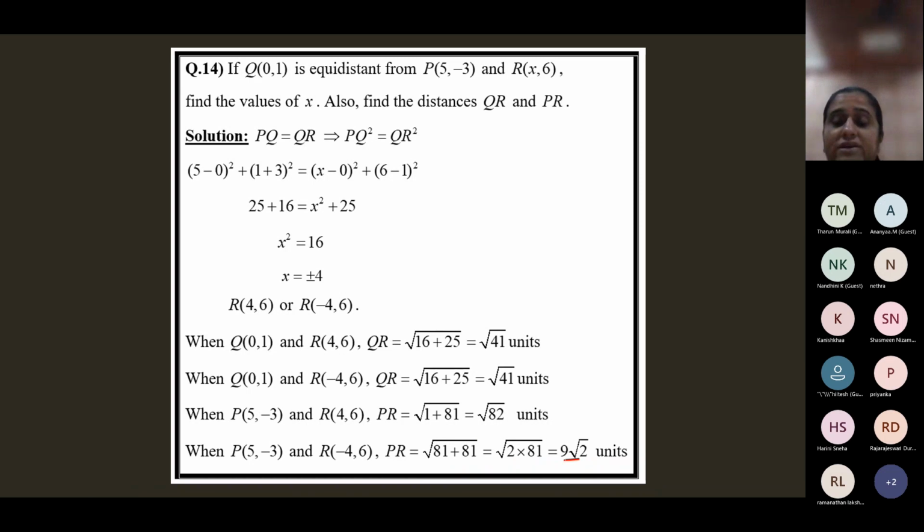It is important to write it as a mixed surd. Wherever possible, you should express it as a mixed surd. See now, square root of 41 cannot be expressed as a mixed surd. Square root of 41 is square root of 41. Then it is fine. Otherwise, you should express it as a mixed surd wherever possible.